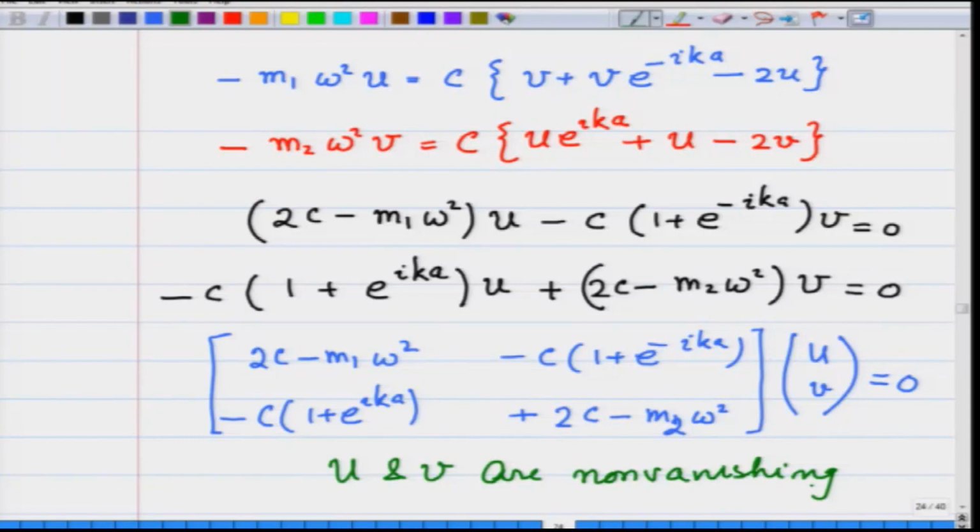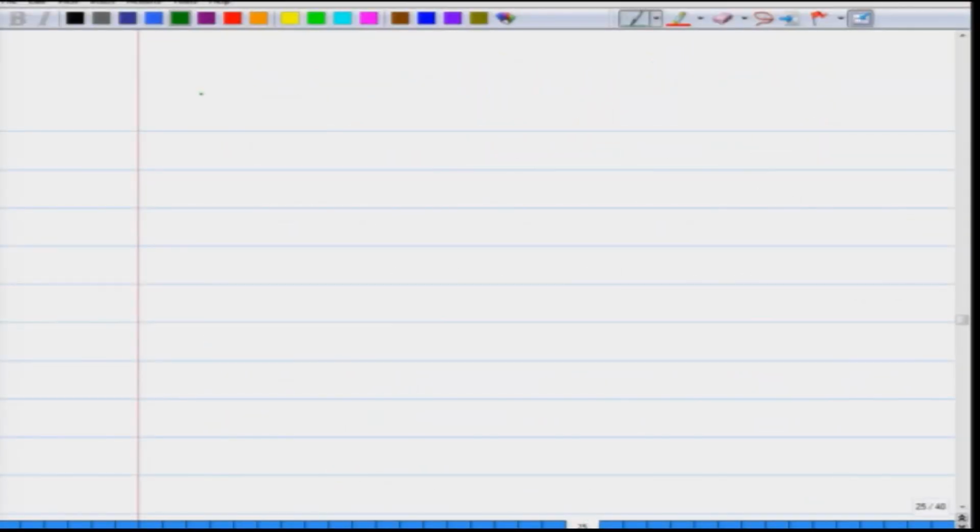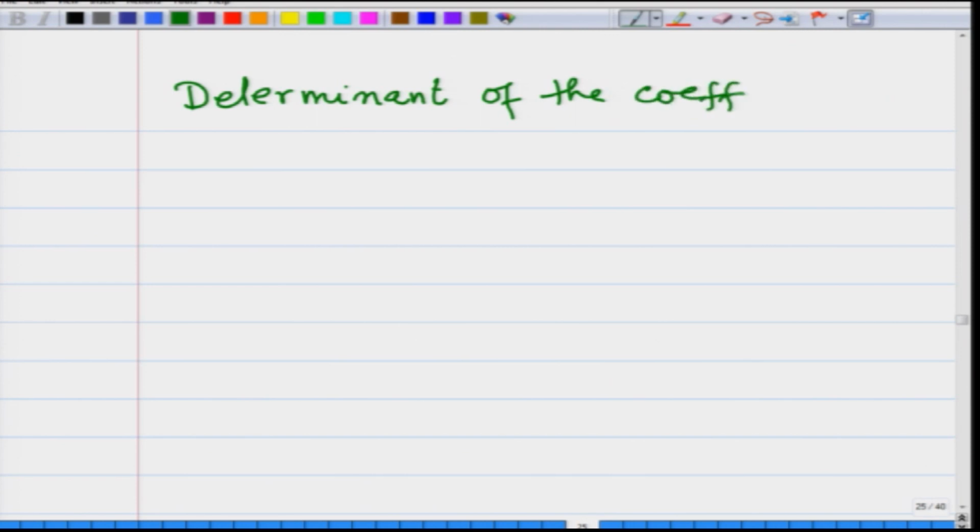In such kind of cases, either u, v both are 0 and that is the solution, but we do not want that solution, because we want u and v to be non-vanishing, then only the wave is propagating. And to have that solution, I must have the determinant of the coefficient matrix to be equal to 0.